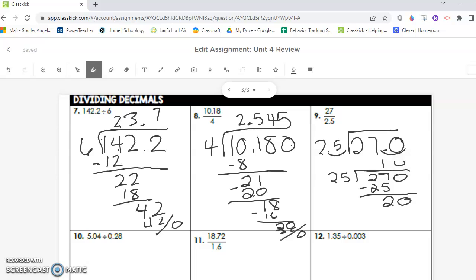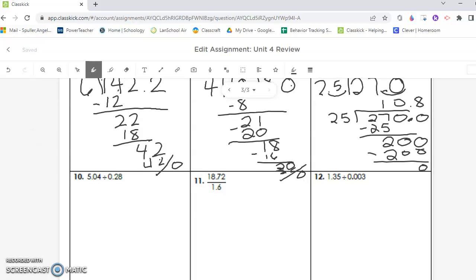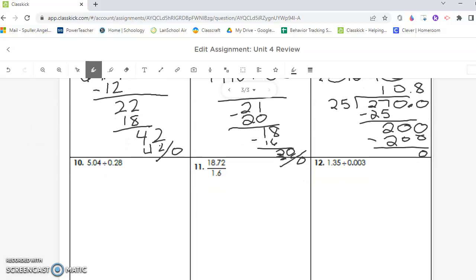Can't go in there, but I can add a 0. And this is going to give me 8. 8 times 25 is 200. Subtract that, I get 0. Great job. All right, go ahead and pause this video and work on the last 3 and then come back and see if you got them correct.